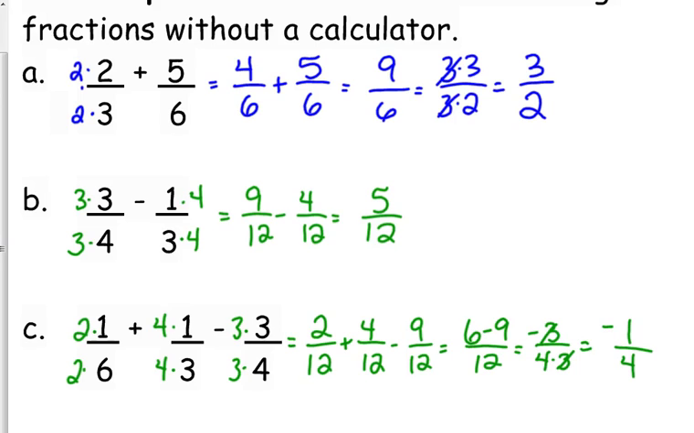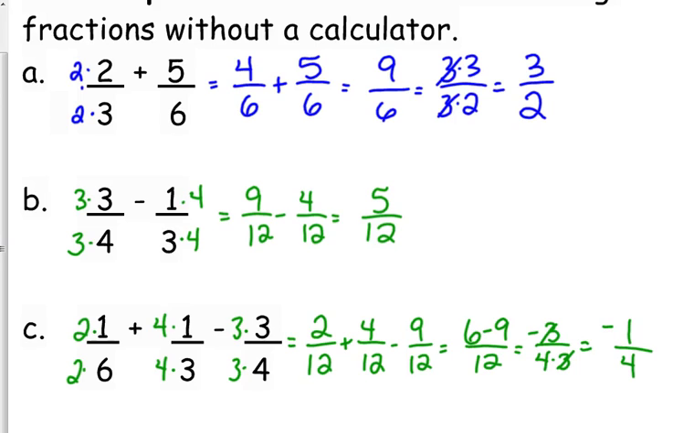C, we can combine obviously more than just two fractions, so the LCD was 12. Notice we multiplied each one of these by something different, and I'm pointing that out because we have to multiply top and bottom by the same thing. Same thing there, we have to simplify them again. So it ended up giving us -1/4 at the very end.